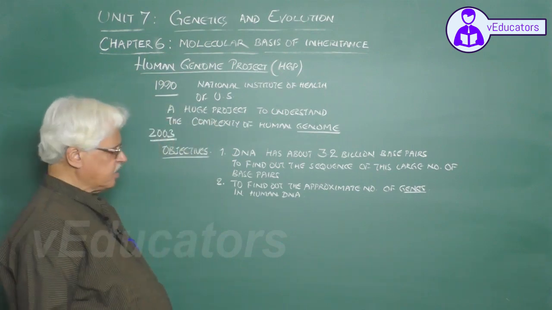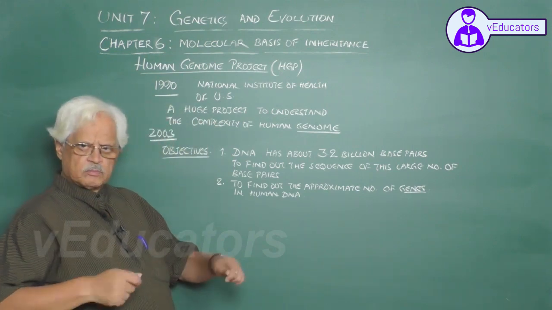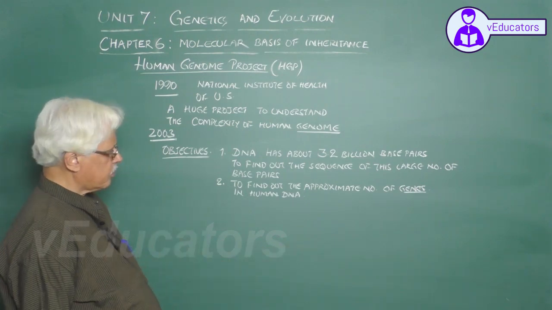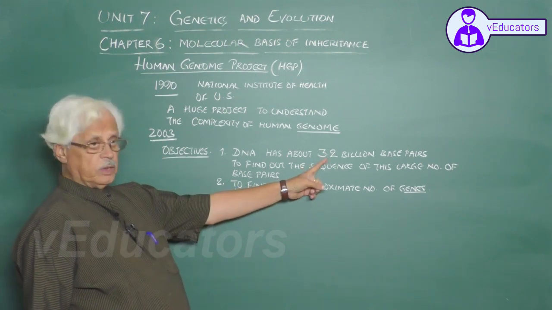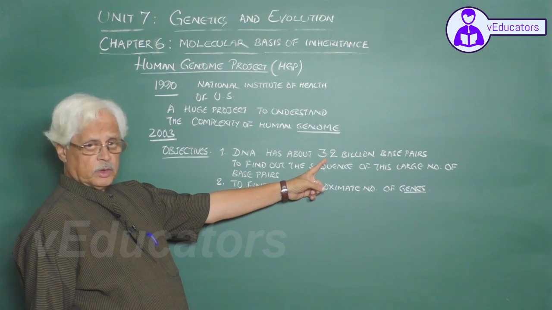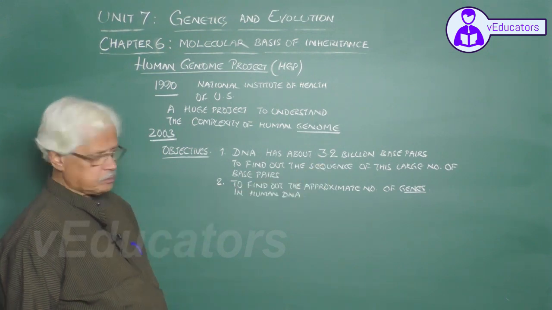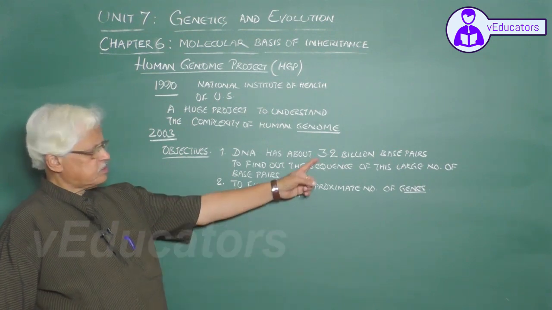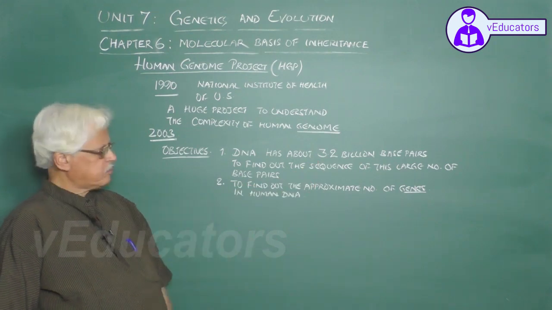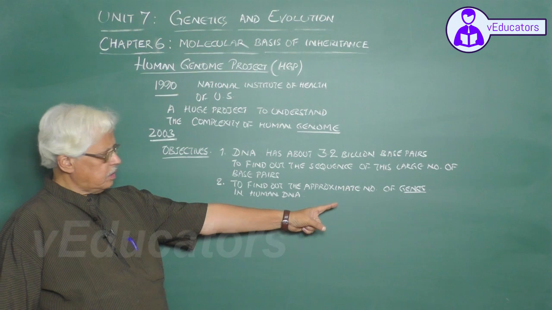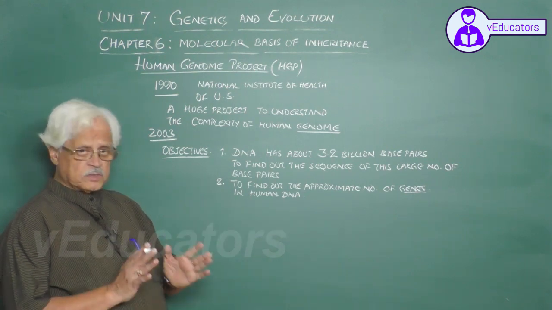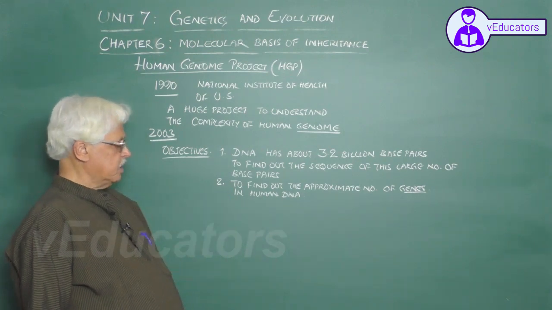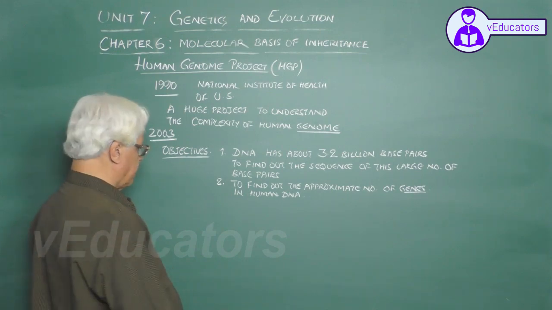If you take the DNA from a cell, unwind it, it can reach a length of about 2 meters, containing 3.2 billion base pairs. But all these base pairs or the entire length of DNA does not function in the form of genes, only specific regions. So another important aim was to find out the approximate number of genes in the human DNA.